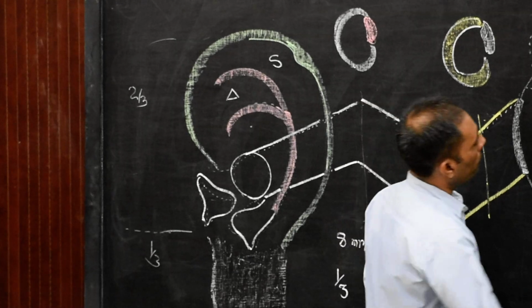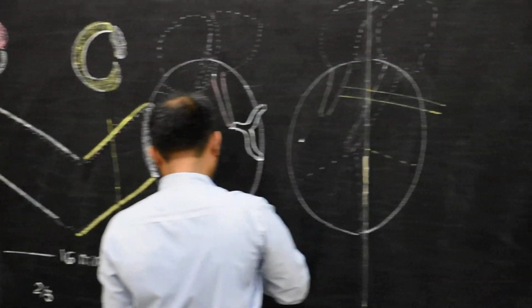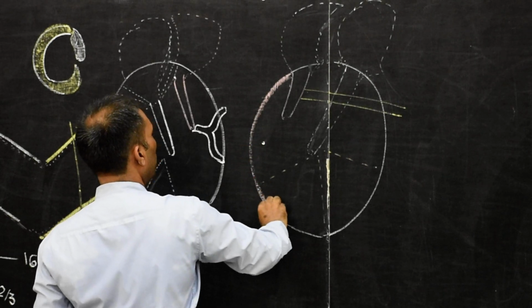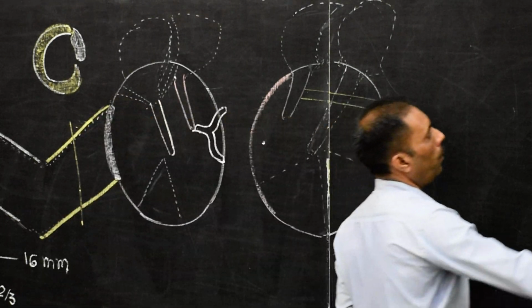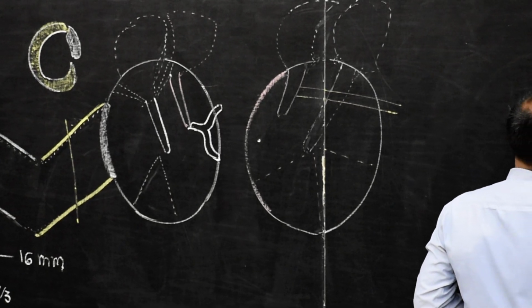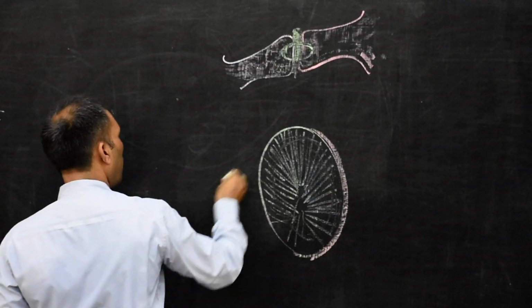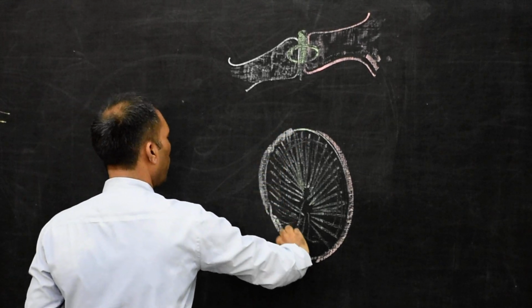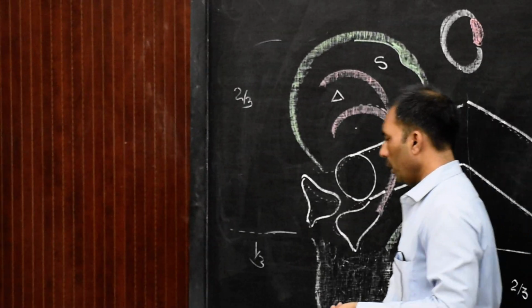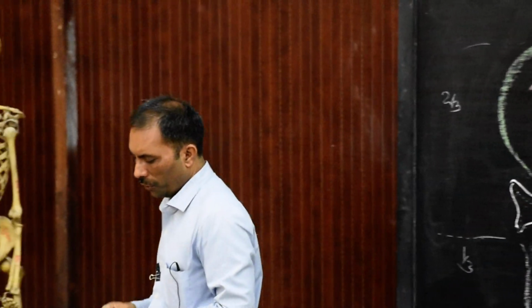In the same way, the inner surface is mucous lined by the middle ear, endodermal lining. So the inner side is endodermal, the outer side ectodermal, and the middle part mesodermal. So developmentally, all three germ layers contribute in this partition. It is known as the tympanic membrane.